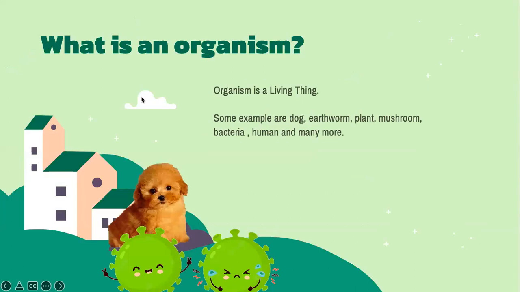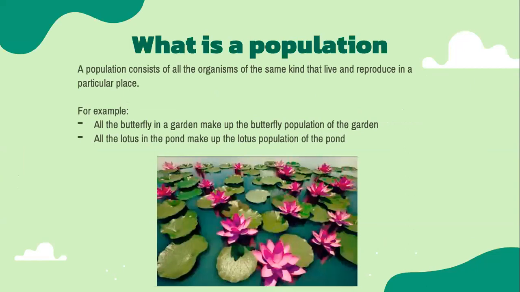So what is an organism? Organism is a living thing. As long as you are someone that needs air, food, and water to survive, you are an organism. Some examples are dog, earthworm, plant, mushroom, bacteria, human, and many more. We are all called organisms. All right. So next question is, what is a population?